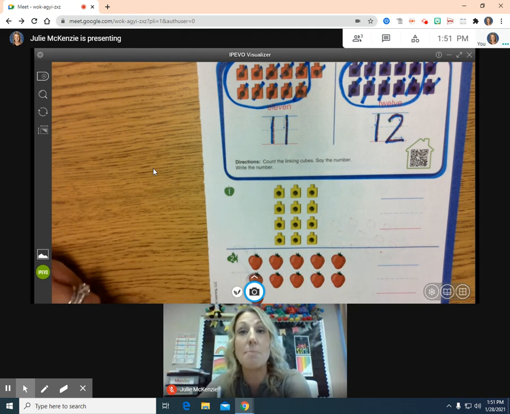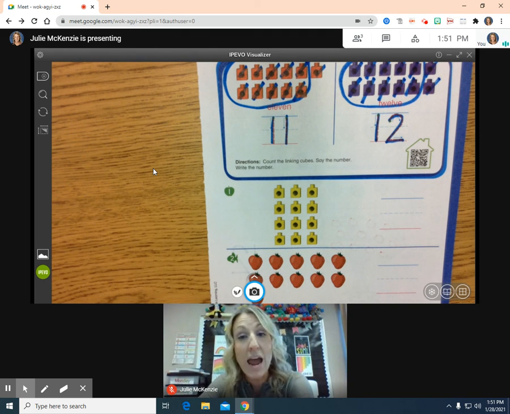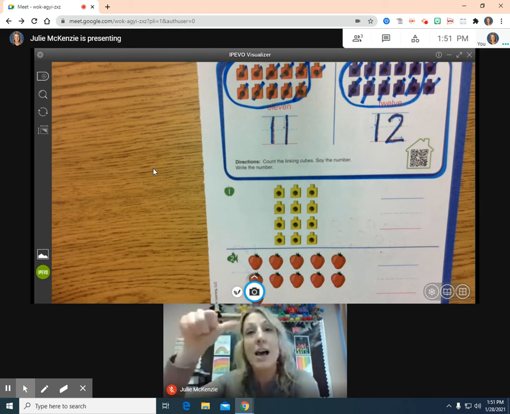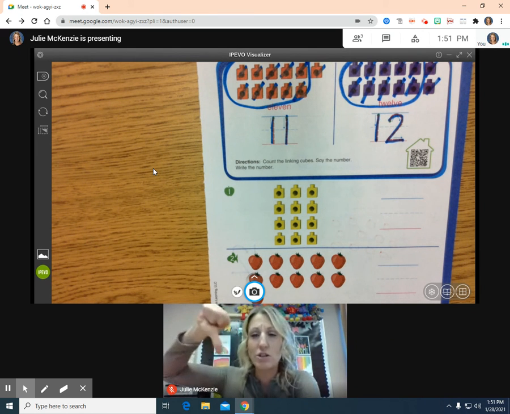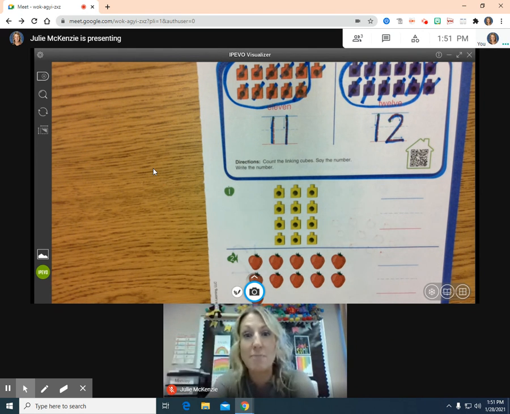Show me with your thumb. How are you doing with writing 11 and 12? This means I can write 11 and 12, no problem. This means I like it when you help me, that's better. This means, oh my goodness, it's so hard to write 11 and 12. Show me where you're at.